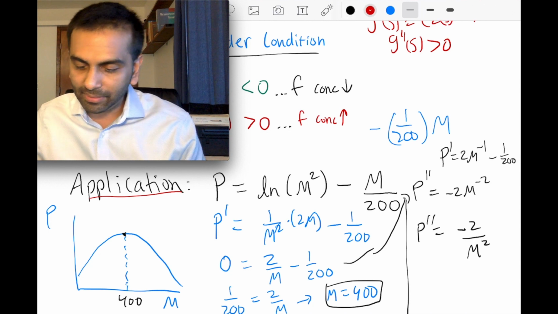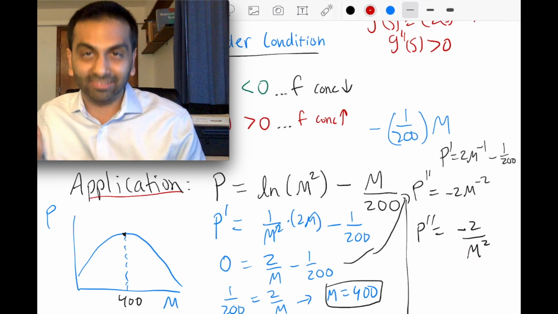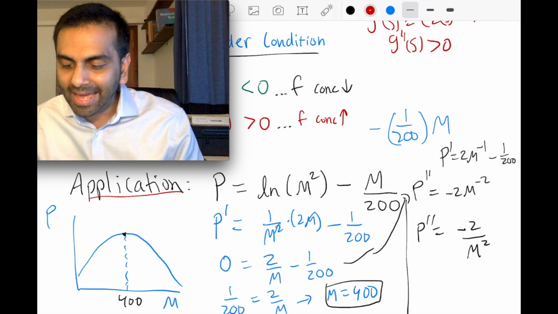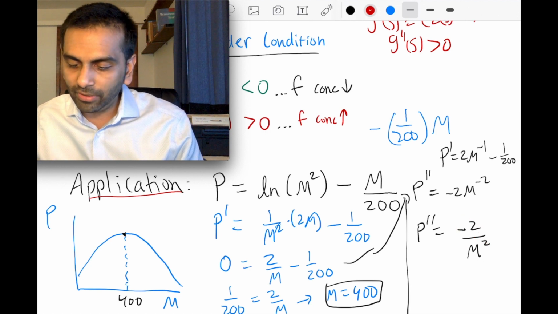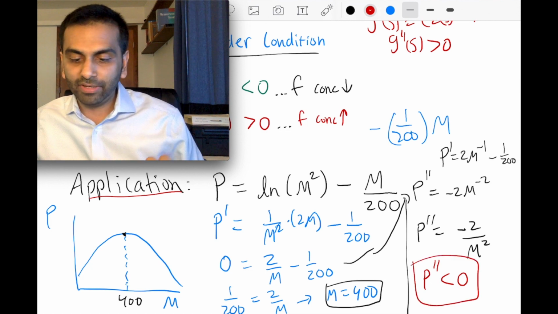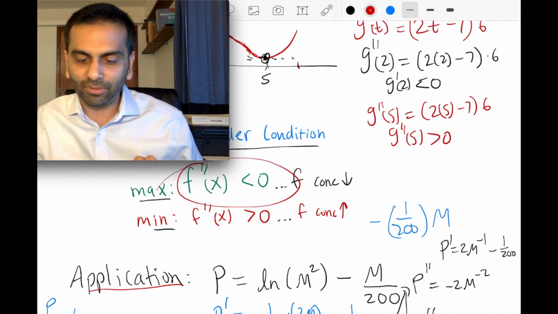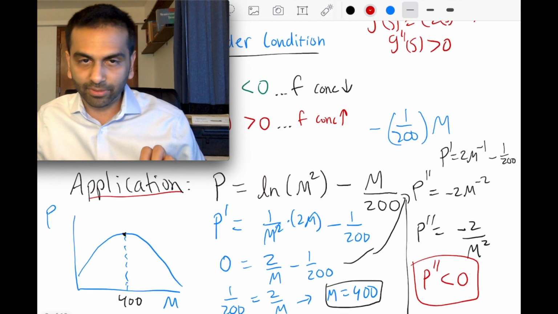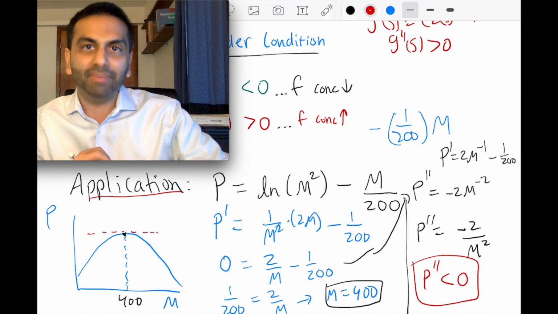And now, when we plug in m is 400, well, 400 squared, whatever it is, it's still a positive number. And negative 2 divided by that is still a negative number. So overall, we know that at our critical point, p double prime is negative. And so our second order condition is met for maximizing a function, right? So if your second derivative is negative at the critical point, then that means, in fact, you've maximized the function rather than minimized the function.